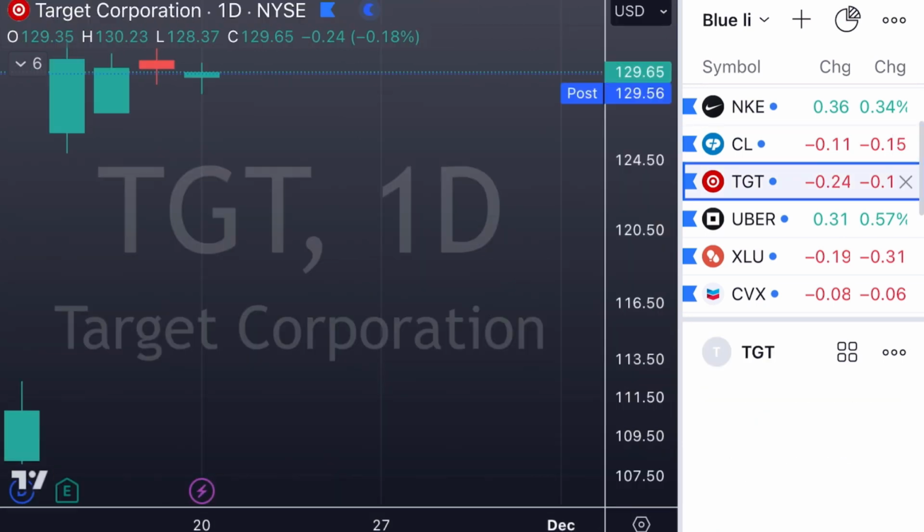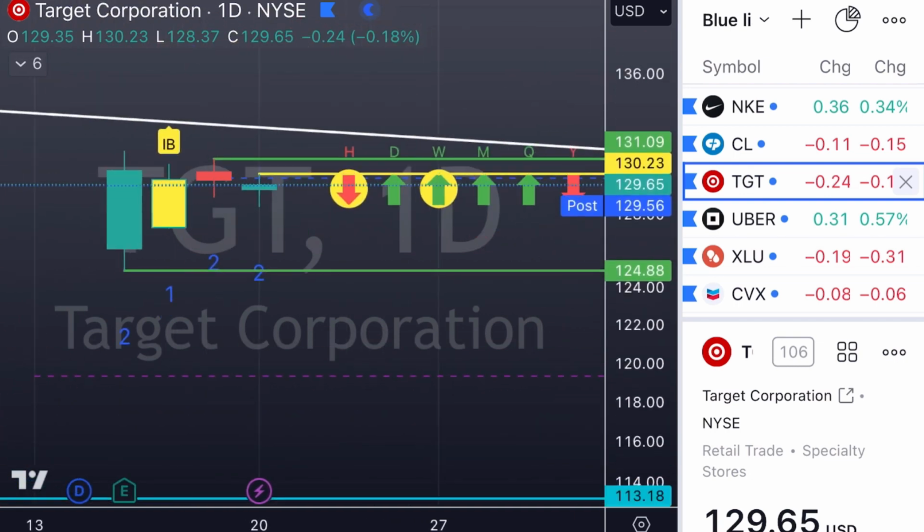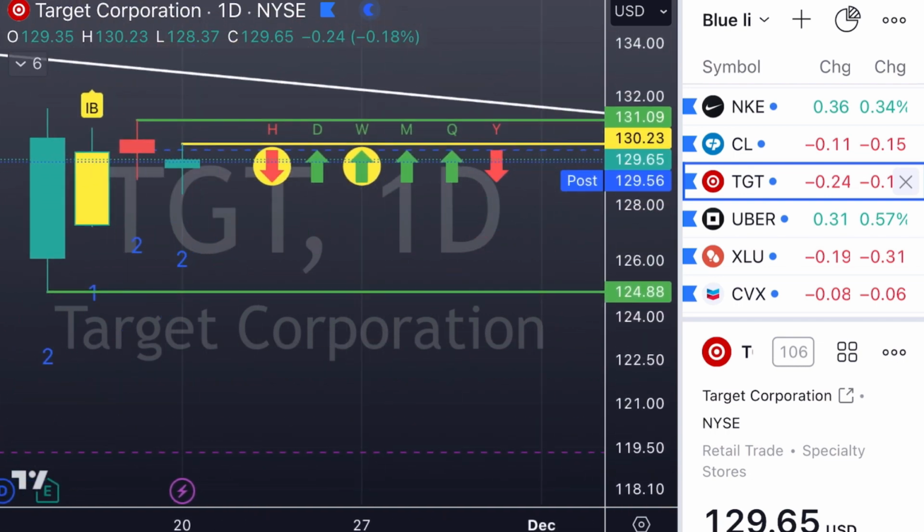We move on to Target. Target, 2 down green, so we're looking for calls on Target as well. We can look for calls at 130.23, triggers at 130.23, first target at 131.09.